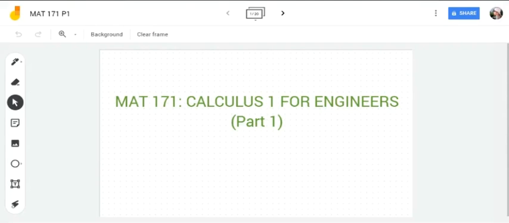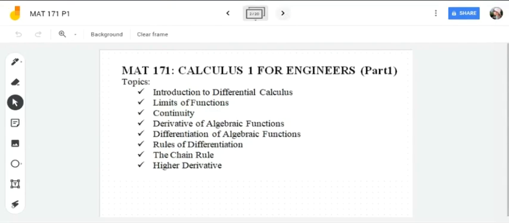Okay, so before we start, let's see what topics we will discuss for this subject review. For the topics, here is the list. Number 1, the introduction to differential calculus. Number 2, limits of functions. Number 3, continuity. Number 4, derivative of algebraic functions. Number 5, differentiation of algebraic functions. Number 6, rules of differentiation. Number 7, the chain rule. And number 8 is the higher derivative.